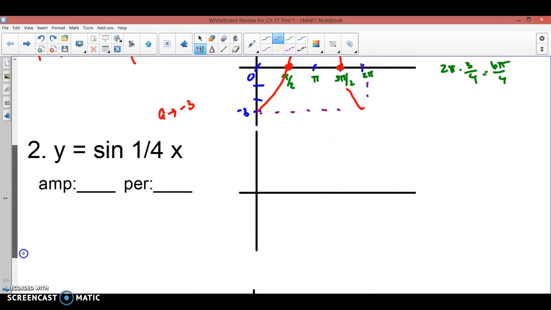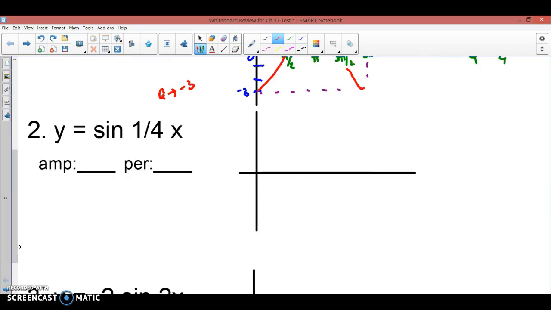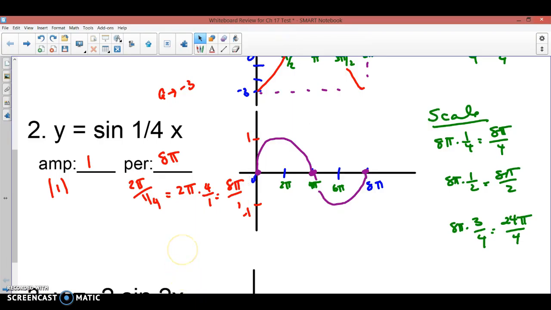Okay, let's take a look at the second one. Same thing, find the amplitude, the period, and scale and sketch. Okay. So our amplitude is the absolute value of 1. And again, if there's nothing there, it's understood to be a 1. The period is 2 pi divided by the B value of 1/4. We said if you're dividing by a fraction, it's the same as multiplying by the reciprocal. So 2 pi times 4/1 gives us 8 pi over 1, which is just 8 pi.